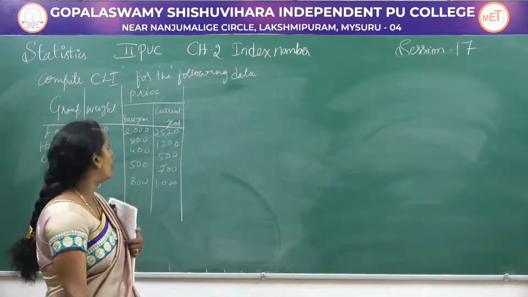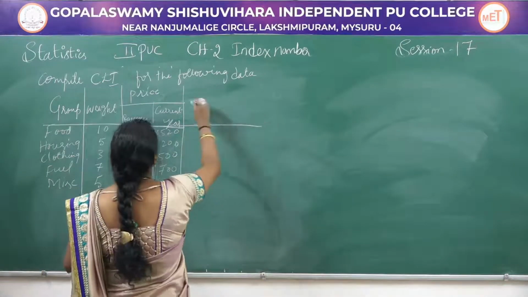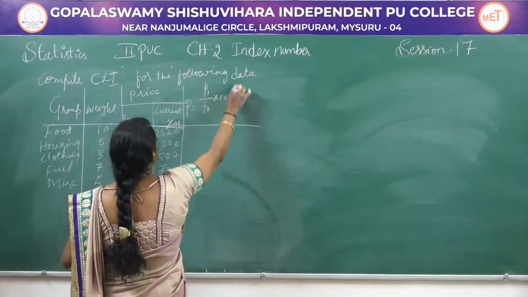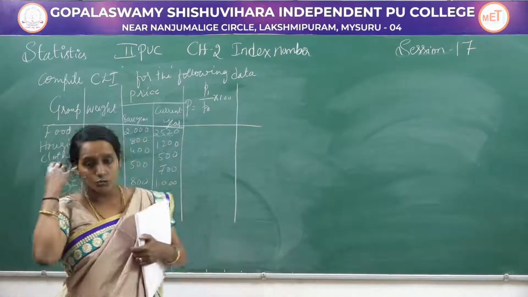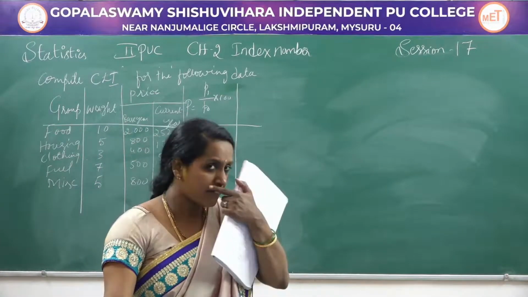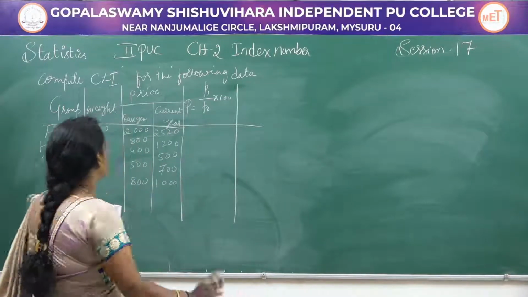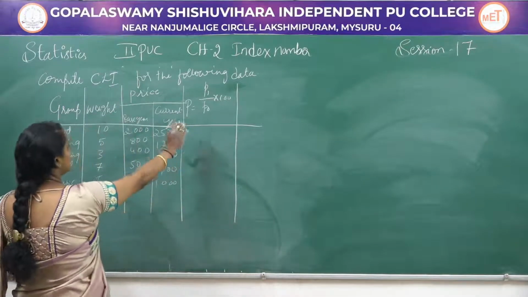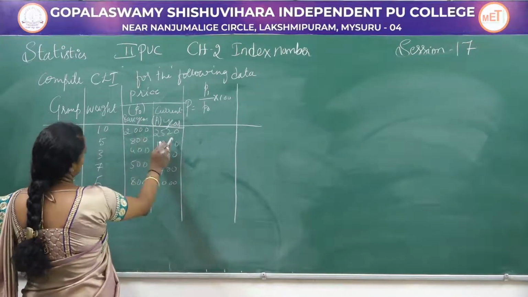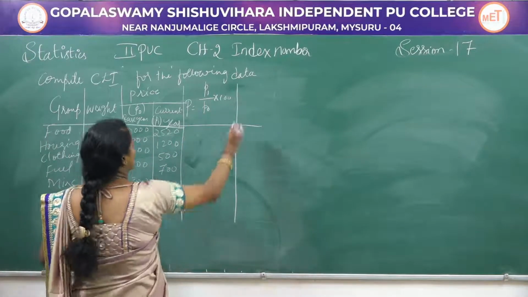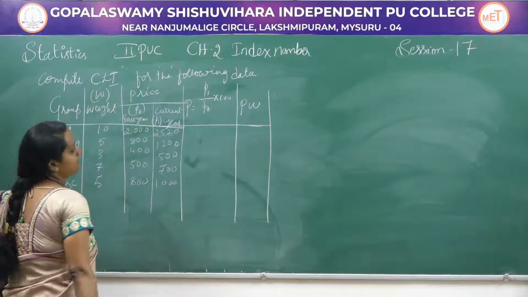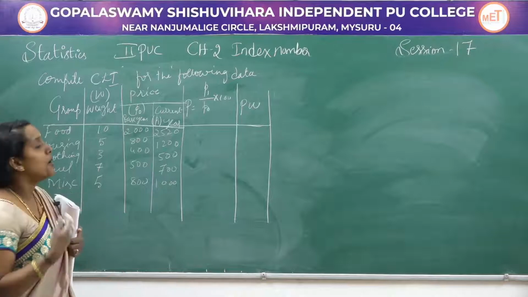So let's go for the price relative first. First calculate the price relative, that is P1 by P0 into 100. Already you know how to calculate with weights using AM. So the same formula we are using here. First we have to calculate the price relatives, that is capital P. Base year price is P0, current year price is P1. Take the ratio of these two, then multiply by 100. The last column is P into W, where W is the weight. At last you take the product of that.